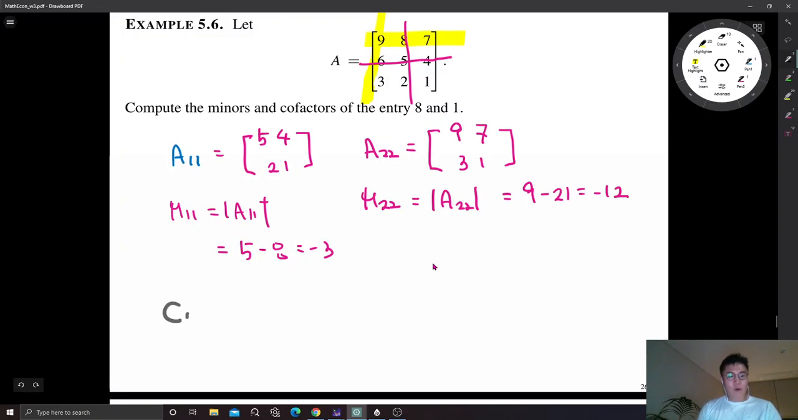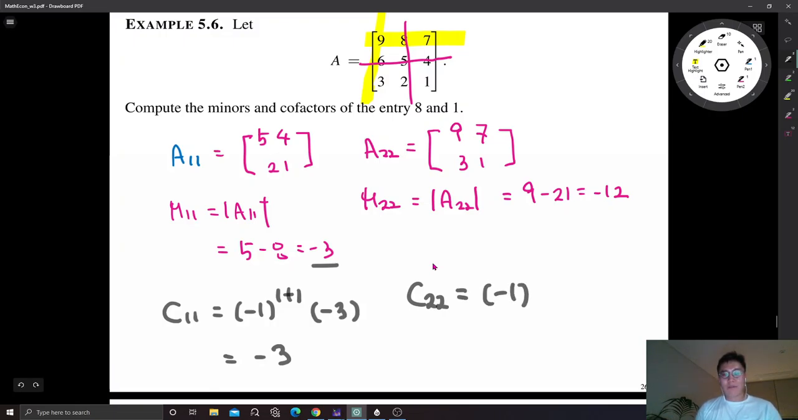So C sub 1,1 is negative 1 to the power 1 plus 1. That is just 1, because negative 1 squared is 1, times the minor m sub 1,1, that is negative 3. So C sub 1,1 is negative 3. And C sub 2,2, which is negative 1 to the power 2 plus 2, still an even number, so the sign does not change. So C sub 2,2 should be negative 12. All right.